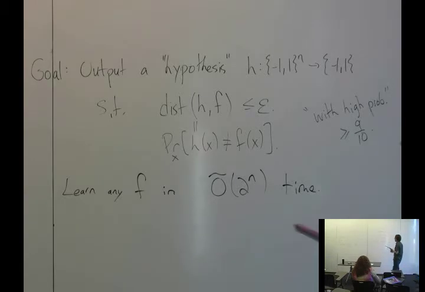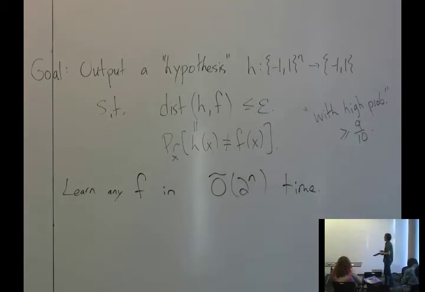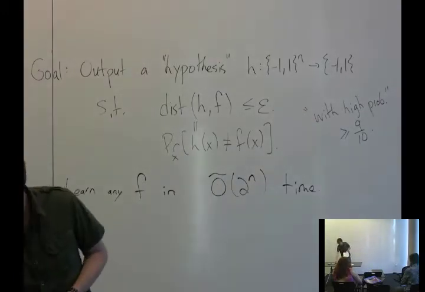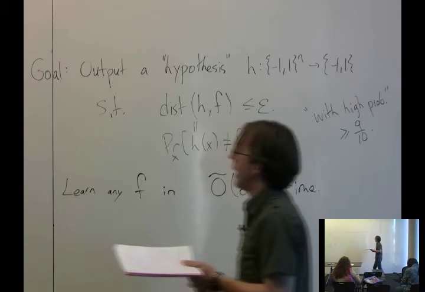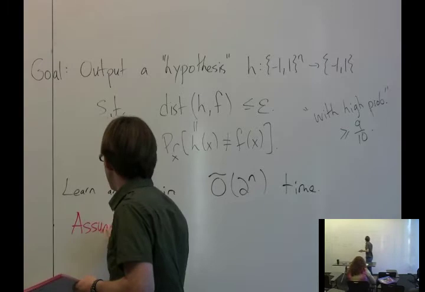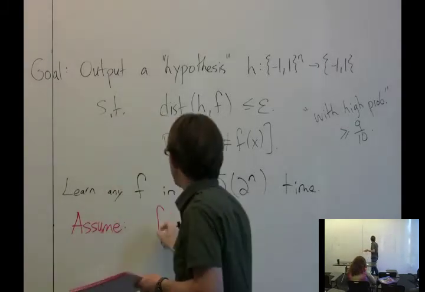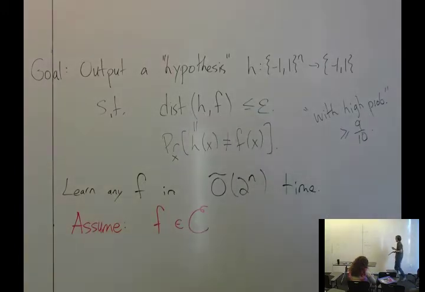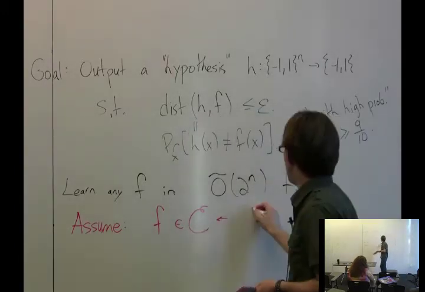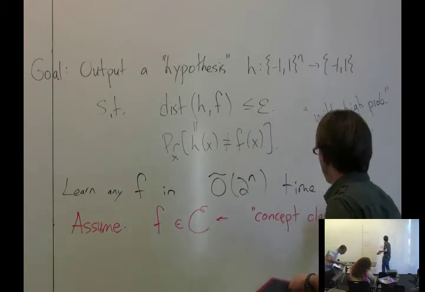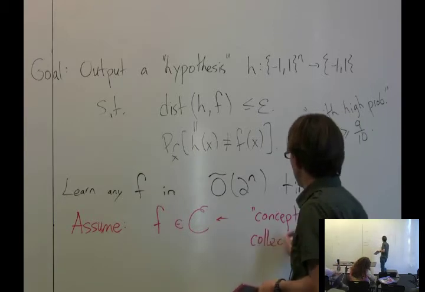So what we usually do to get around this is make the assumption that we're not trying to learn a completely arbitrary function. Perhaps this function whose behavior we're trying to learn about is not arbitrary. The way to formalize this is actually much like in property testing. You assume that f belongs to some class of functions C that you know about. This C is called the concept class, and it's a collection of Boolean functions.